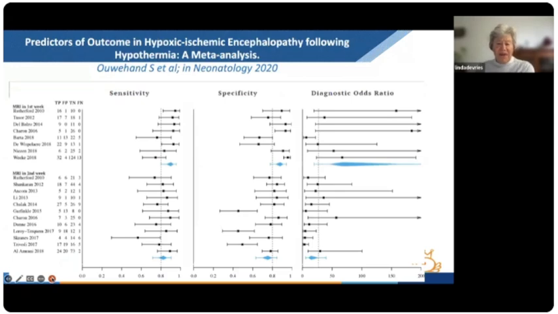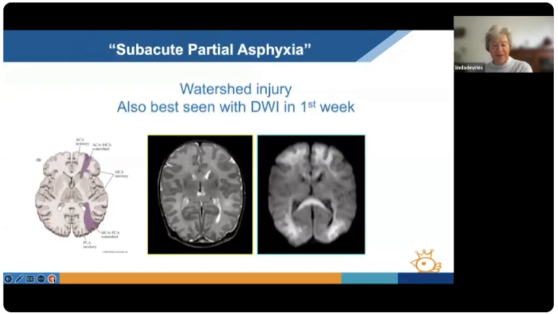We did a meta-analysis some years ago, and here you see as well that the MRI in the first week has higher sensitivity, specificity, and diagnostic odds ratio compared to when the MRI is performed in the second week. And this is mainly because diffusion-weighted imaging is present in the first week, and it makes life very simple because it's so easy to recognize these areas of increased signal intensity.